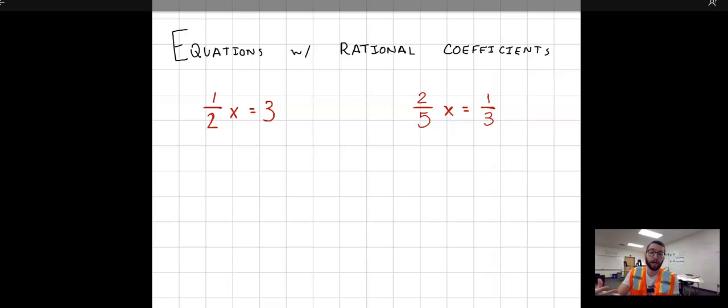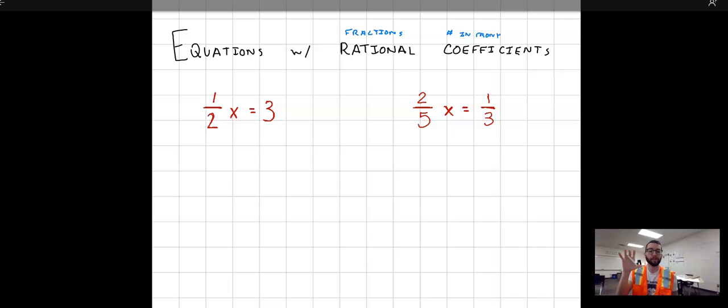Today we're talking about solving equations with rational coefficients. If you remember rational numbers, all rational numbers can be written as fractions, right? So that's why you see fractions in these problems. And a coefficient is just whatever is in front of the variable. So in that first one, it says 1/2 x, so 1/2 would be the coefficient. A coefficient is the number in front.